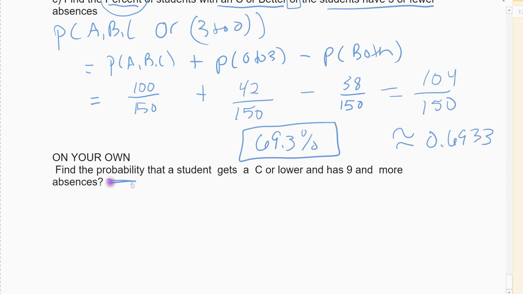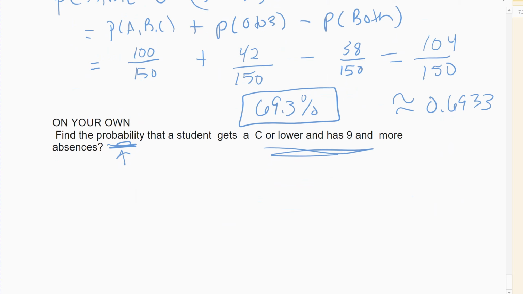On your own, find the probability. So I don't have to convert this one to a percent. It's a probability and it's an "and" statement. Our lower "and" had 9 or more absentees, mistakes. And so we'll stop there. So that finishes up 7.3.